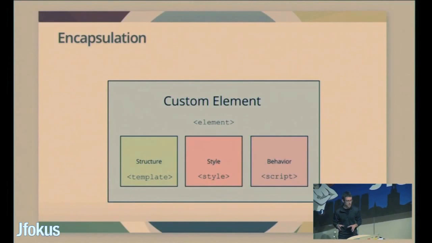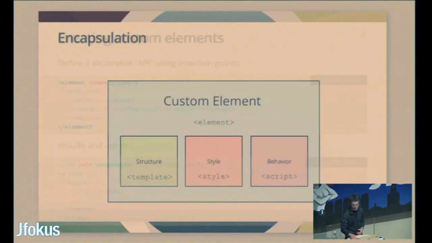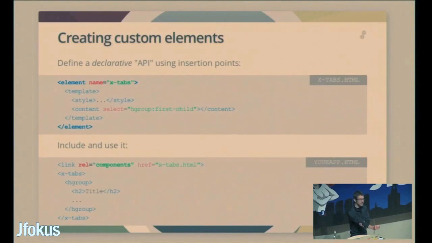In custom elements, you can encapsulate three things. You can encapsulate the structure. That's the template tag. You can encapsulate the style. That's the scoped style sheets. And you can encapsulate the behavior. This is any script tags you may define. And this all rolls up into a nice new element that you get to create and encapsulate all of this great stuff. So it turns out, if we're in HTML, we can add a new HTML element called element. And this is how we can define new tags. So in this one, there's a very simple example, element name tabs.